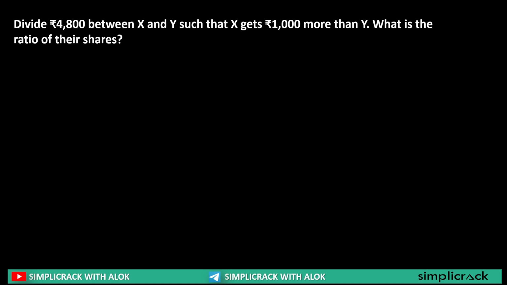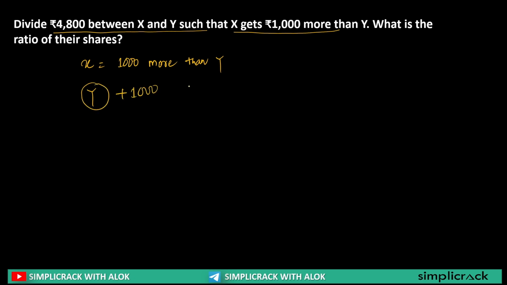Sir, all these things that I am teaching you right now are being asked in percentage, profit and loss questions. So you need to understand each and every equation very carefully. Now divide 4800 between x and y such that x gets 1000 more than y. What does this mean? If y gets whatever amount, if we add 1000 to that, that is the amount x will be getting, right?